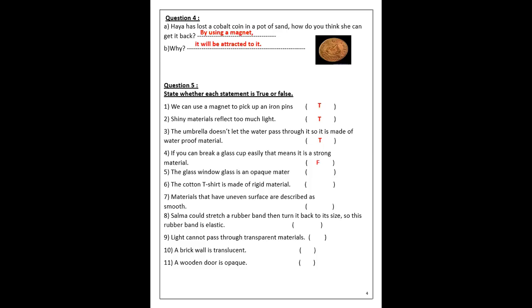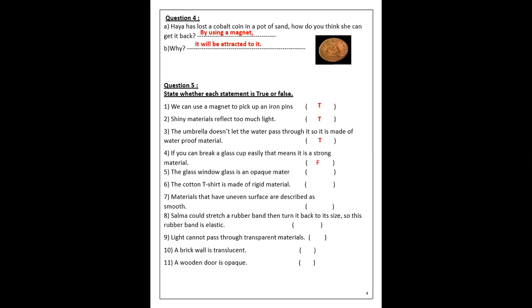It's weak. Number 5, the glass window, okay, it's an opaque material. The glass window, it's an opaque material. It's written, I'm sorry, it's written wrong, okay? You will find it correct in your practice sheet, okay, in the PDF. The glass window, it's an opaque material.